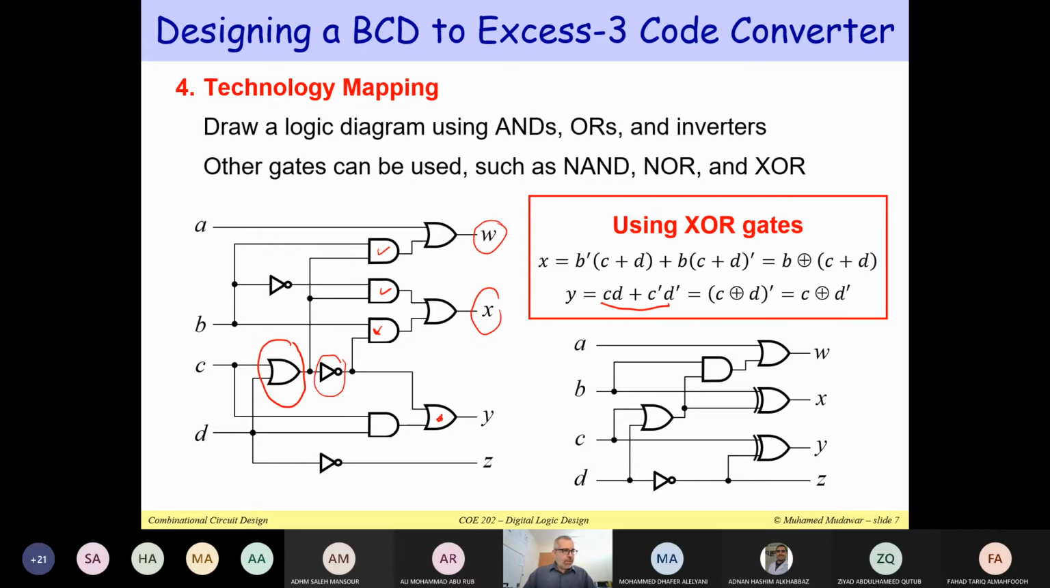Do you have a question about this example? That's how we can design a BCD to XS3 code converter. This is step number 4, which is technology mapping.